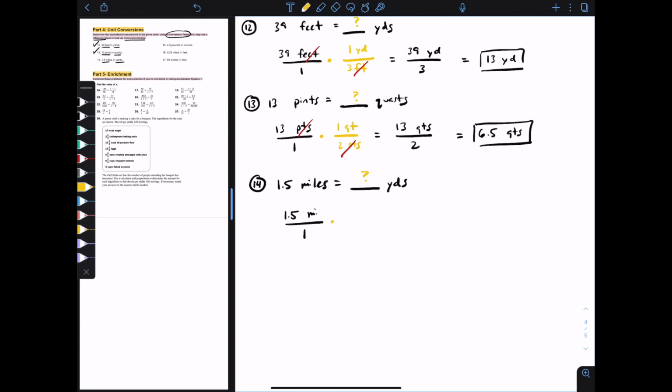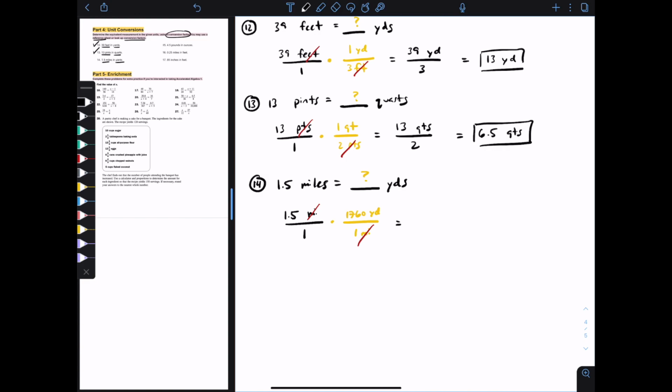I don't have it memorized, so 1 mile in yards. Okay, after a quick search, 1,760. So we want miles on bottom, so I'll put 1 mile on bottom and then put 1,760 yards on top. The reason we put these on top and bottom is so that the miles will cross cancel. And on top, we have to do 1.5 times 1,760.